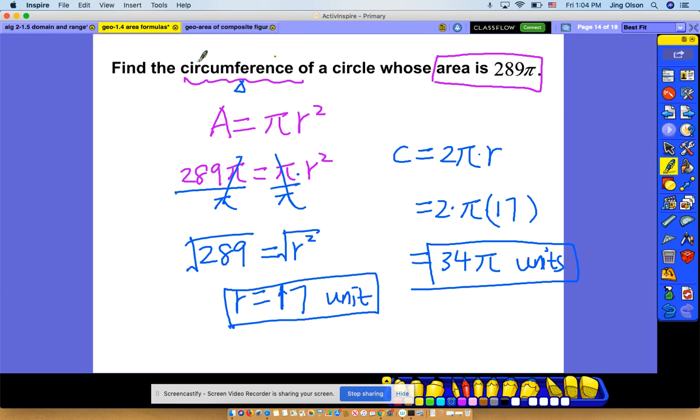Okay, so these are the shapes we went over today. So remember how to use the area formulas to solve either for the side or find the perimeter or the other way around. Okay, we'll see you guys in class.